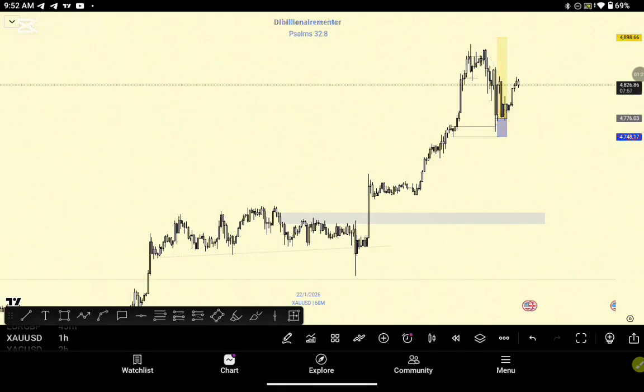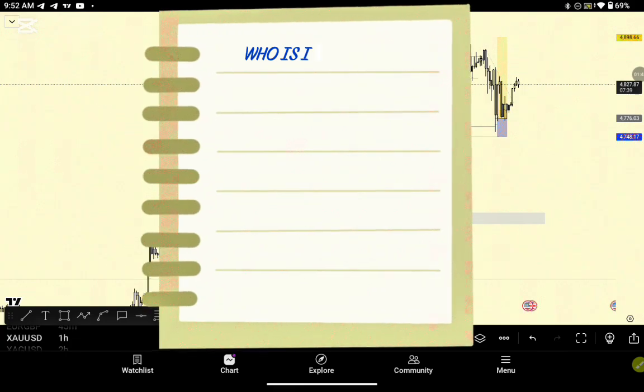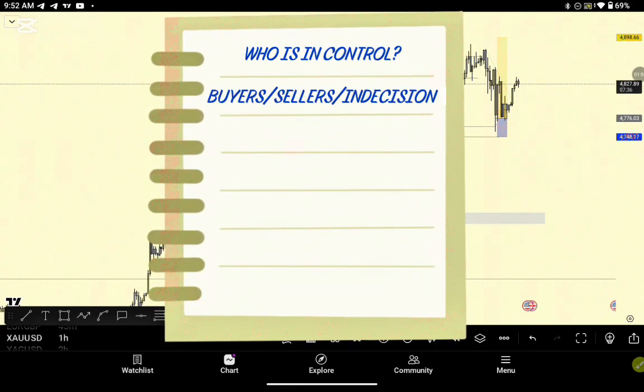Before you think about entries, before you think about indicators, or before you even think about your strategy, what will actually shape your strategy is your directional bias, which is your market structure. You must first understand what the market is doing. Market structure tells us who is in control, is it the buyers or the sellers, or are we just in an indecisive phase of the market.